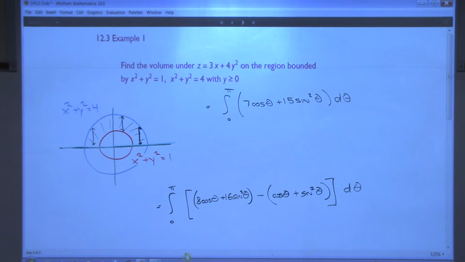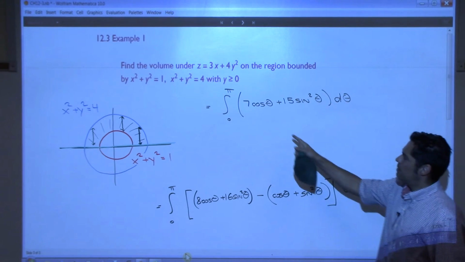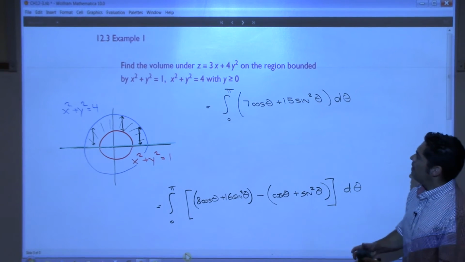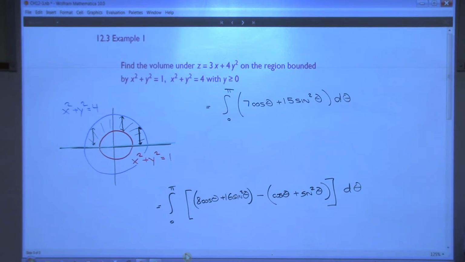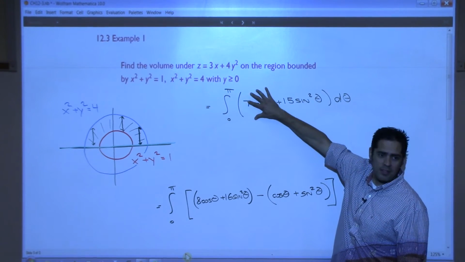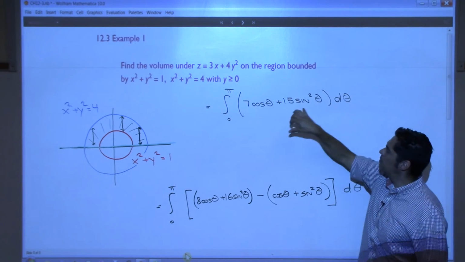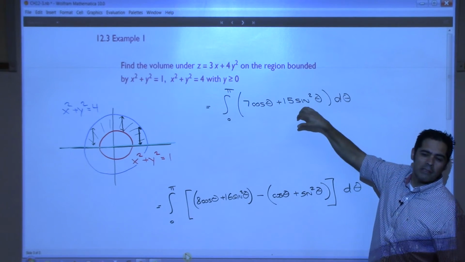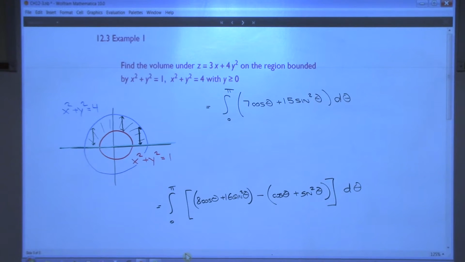So I think the first one's pretty straightforward, right? The antiderivative of this is straightforward. How are you going to handle the antiderivative of sine squared? What would your u be? We're not doing that. Power reduction formula.